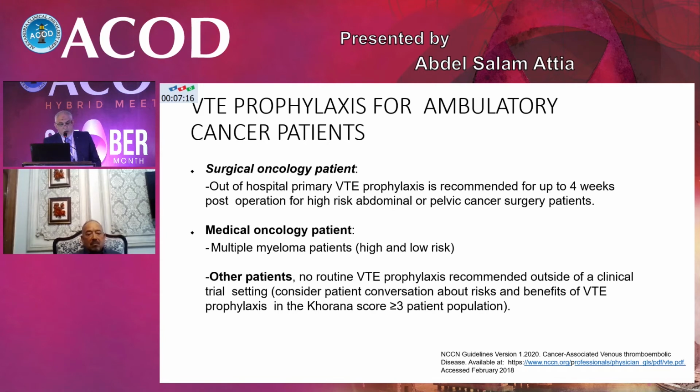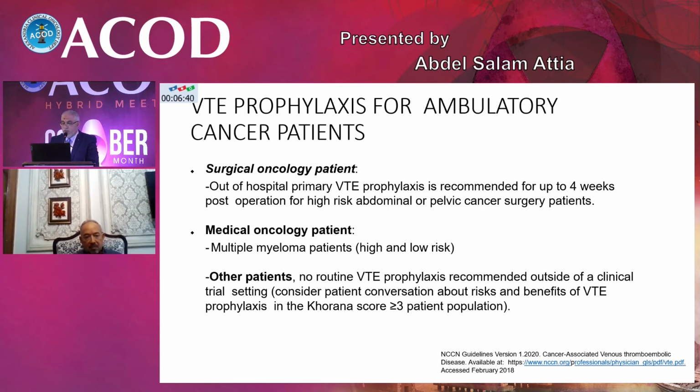For ambulatory surgical oncology outpatients, venous thromboembolism prophylaxis is recommended for up to 6 weeks post-operation for high-risk abdominal or pelvic cancer surgery patients. Medical oncology patients, especially those with multiple myeloma, should be considered for prophylaxis whether they are at high or low risk, whether in chemotherapy or not. For other patients, no routine venous thromboembolism prophylaxis is recommended outside a clinical trial setting.